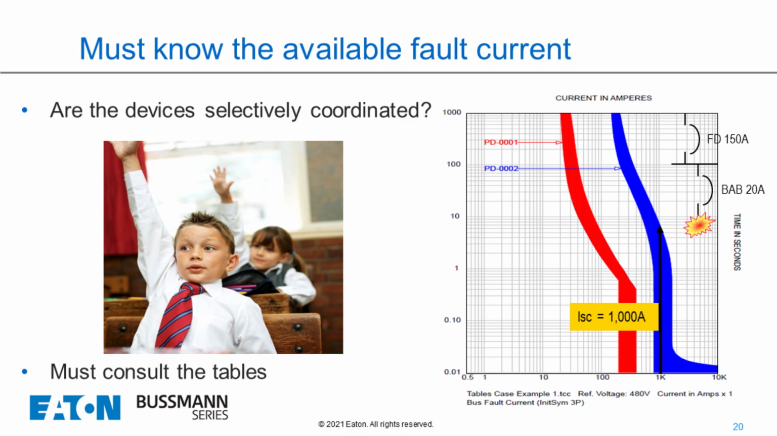So can we tell that the two breakers are selectively coordinated with the time current curve? And the answer is no, because the 1,000 amp is right in the middle of the blue breaker. So the blue breaker could possibly open up, or it may not. What do we look at? Now, we have to look at the manufacturer's time current curves, or the charts. So let's look at a quick time current curve.